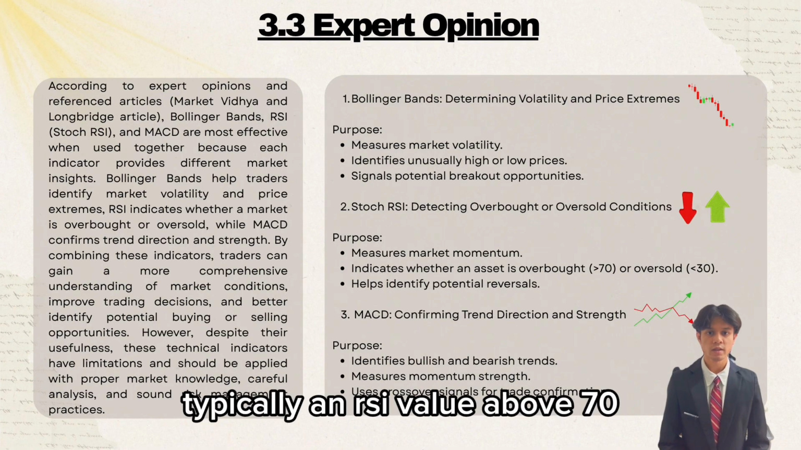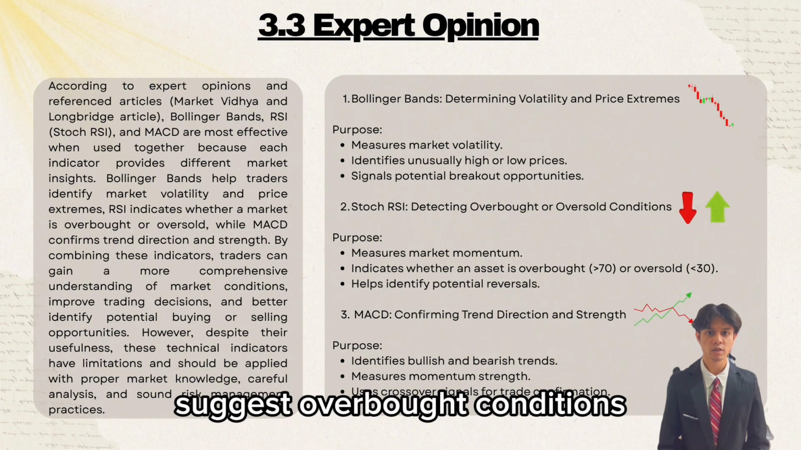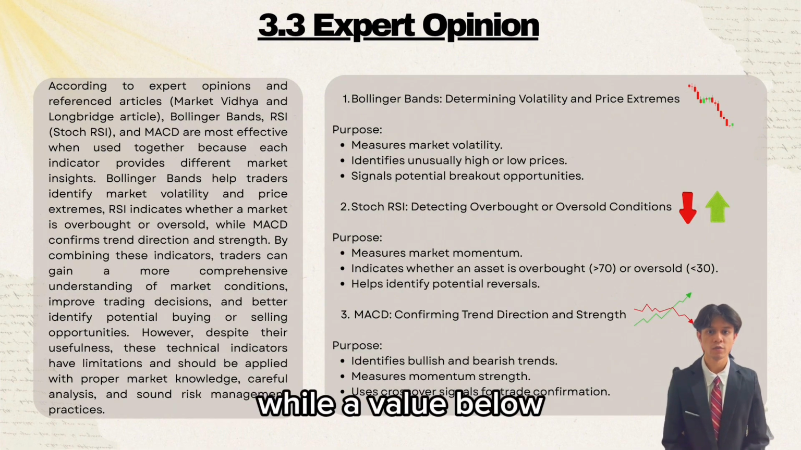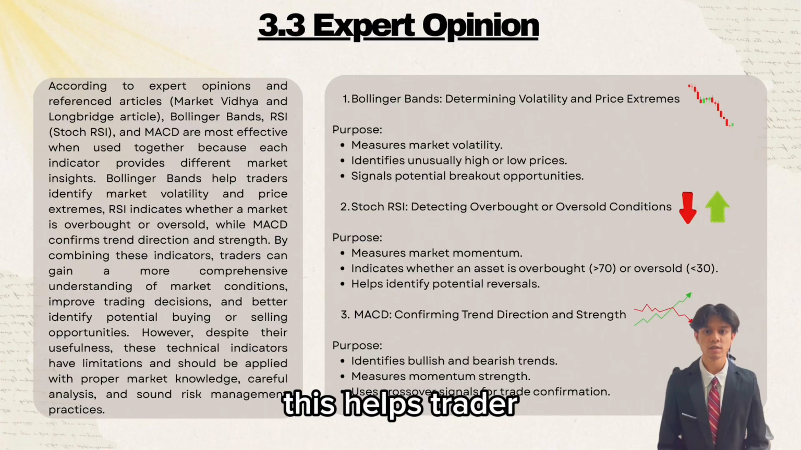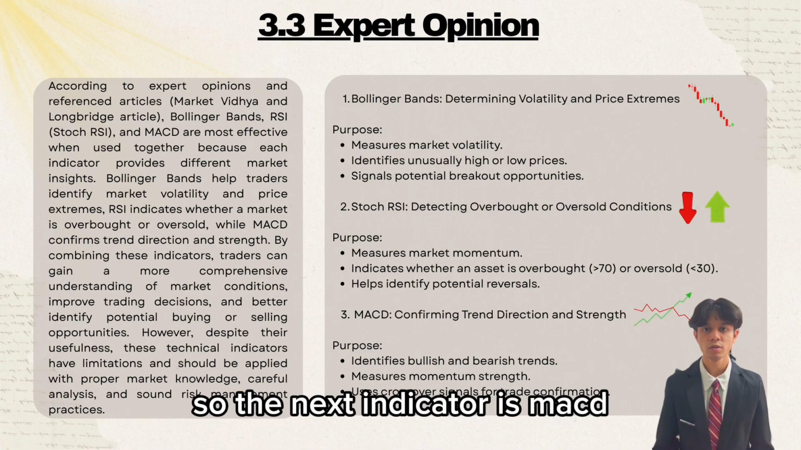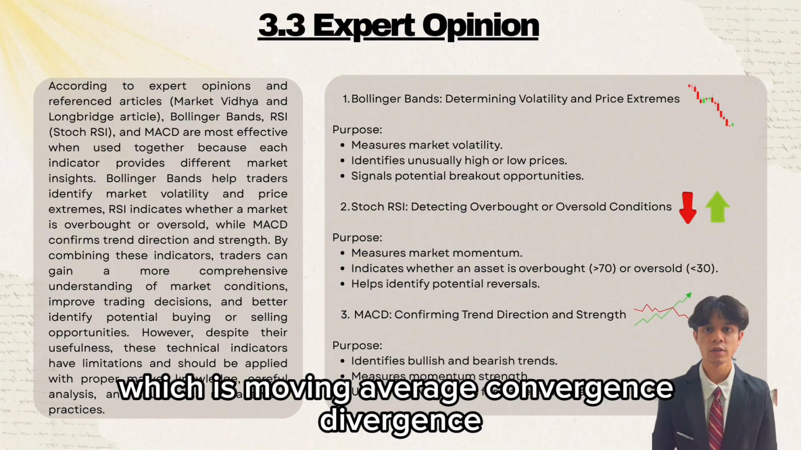Typically, an RSI value above 70 suggests overbought conditions, while a value below 30 indicates oversold conditions. This helps traders anticipate possible market reversals. So the next indicator is MACD, which is Moving Average Convergence Divergence.